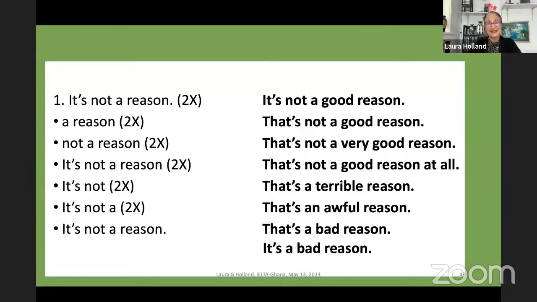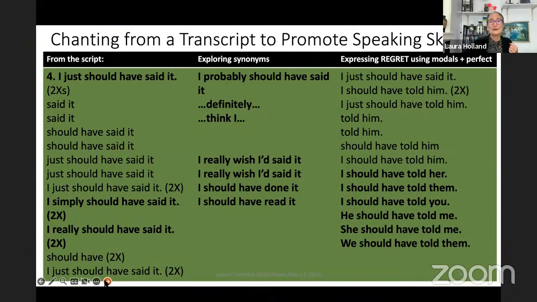Then I expand it in the bold to add extra words so they can see how to make their sentences bigger. It's not a good reason. That's not a good reason. That's not a very good reason. That's not a good reason at all. That's a terrible reason. That's an awful reason. That's a bad reason. It's a bad reason. Okay, so with chanting, you can really get in there with the movement.